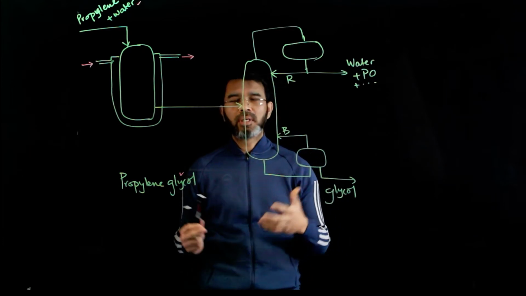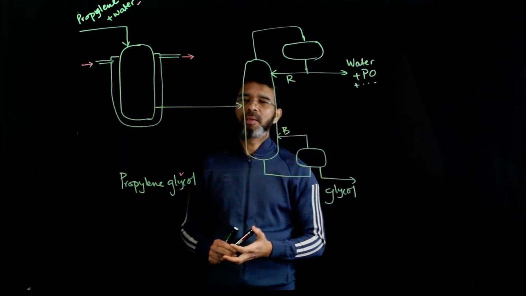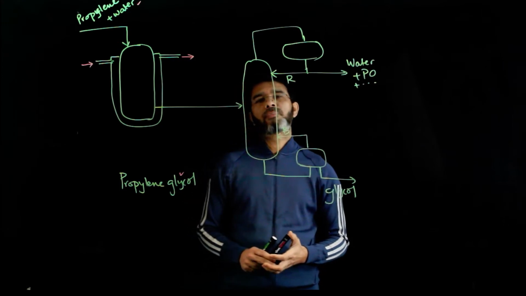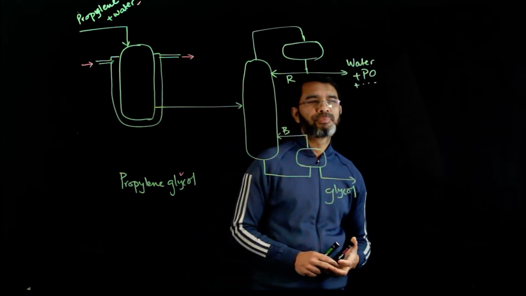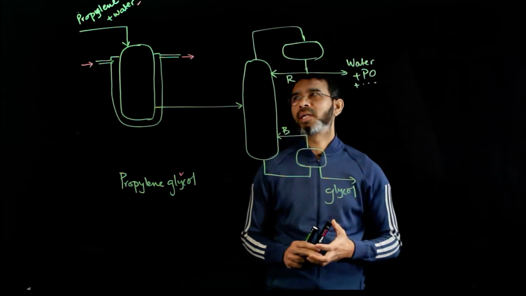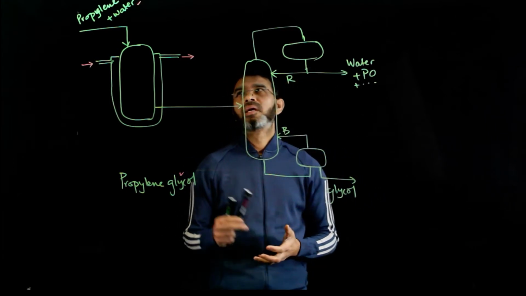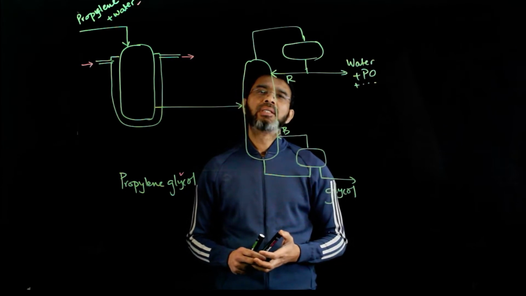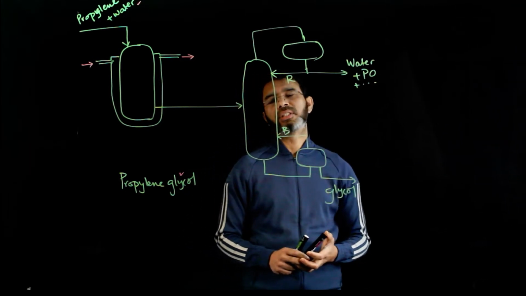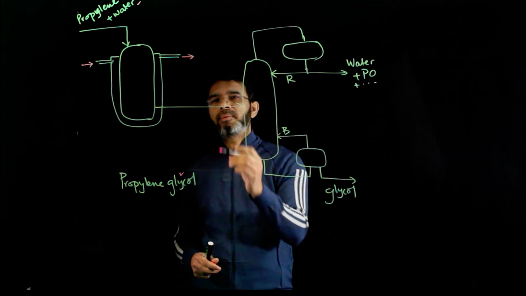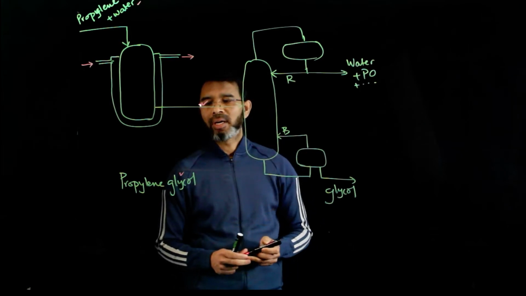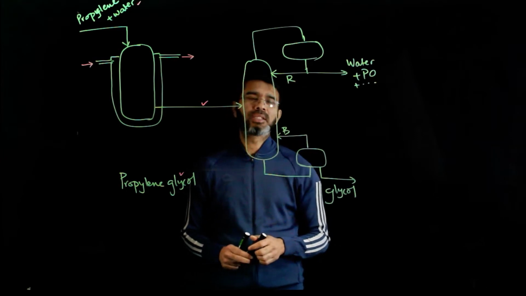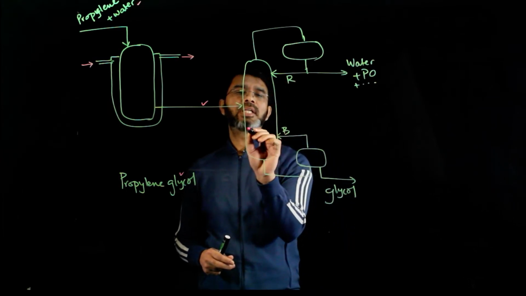Now at around near ambient temperature, the conversion of propylene oxide is around 95%. But because of the high volatility of propylene oxide, much excess water has to be put in the reactor system. So that's why the product from the reactor contains propylene glycol, propylene oxide plus excess water. And this comes to the distillation column.